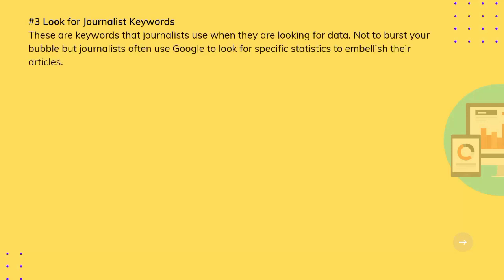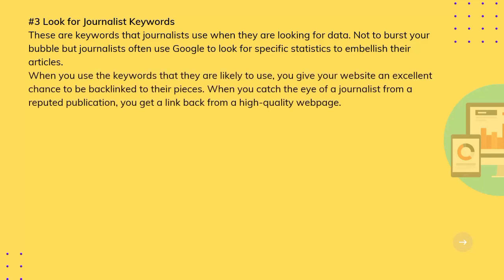Number 3. Look for journalist keywords. These are keywords that journalists use when they are looking for data. Not to burst your bubble, but journalists often use Google to look for specific statistics to embellish their articles. When you use the keywords that they are likely to use, you give your website an excellent chance to be backlinked in their pieces. When you catch the eye of a journalist from a reputed publication, you get a link back from a high-quality web page.